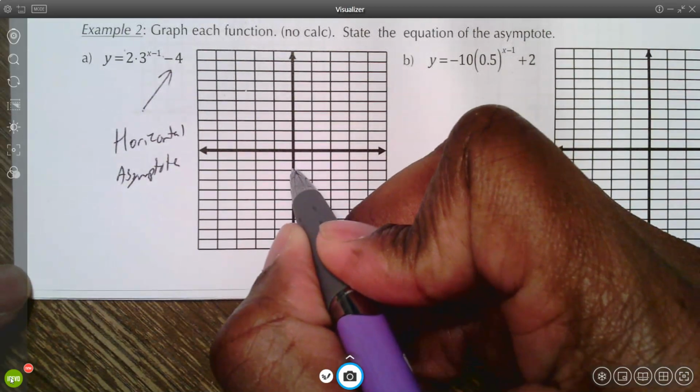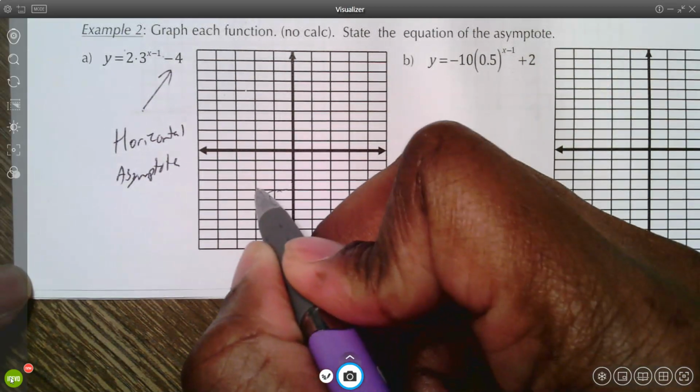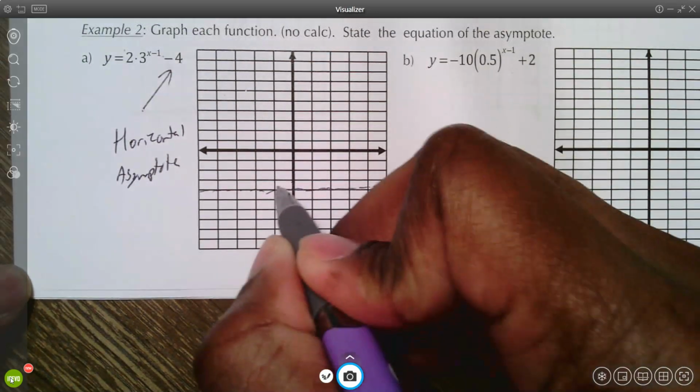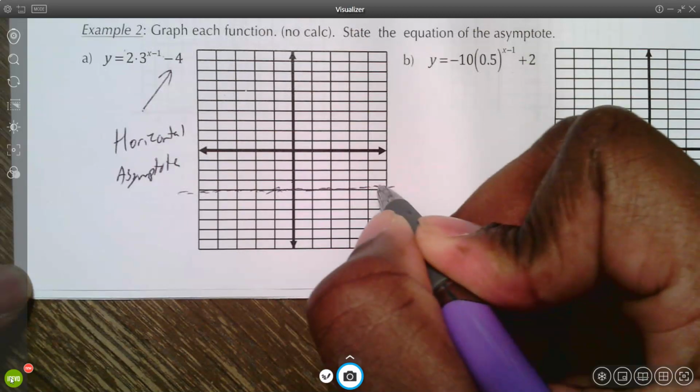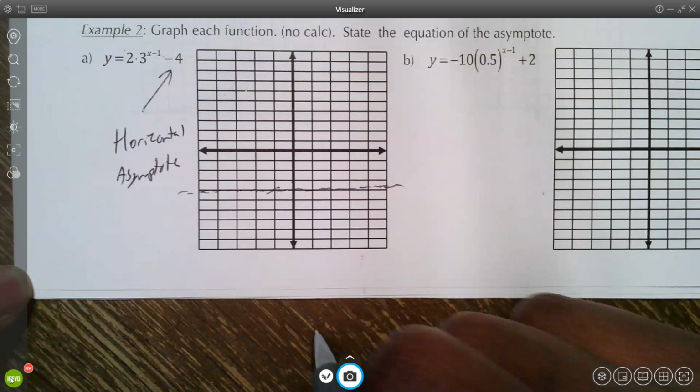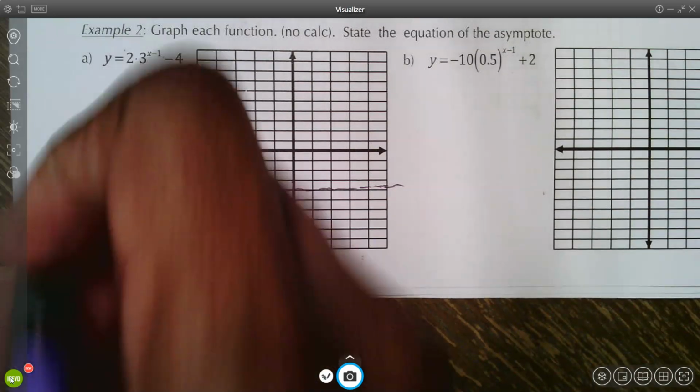I'm going to go down 1, 2, 3, 4. I'm going to draw a horizontal line, and this is a line my graph would not cross. We'll just approach it, but this is like a wall that the graph won't actually cross. From there, though, I need points to finish graphing it. The best way of coming up with 2 points is this.